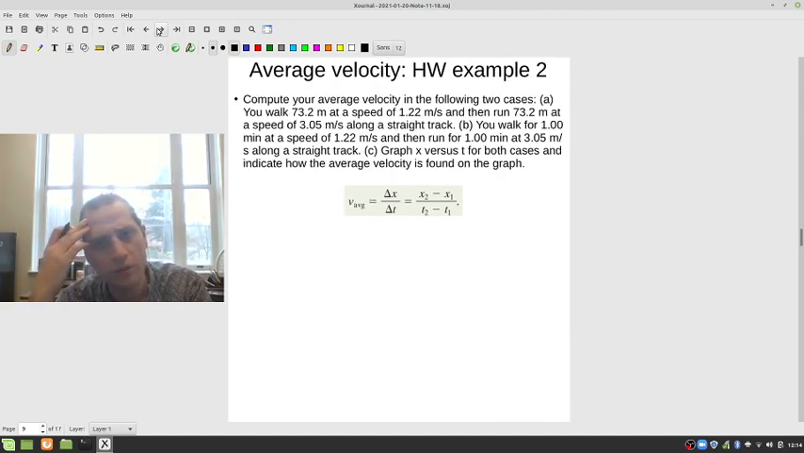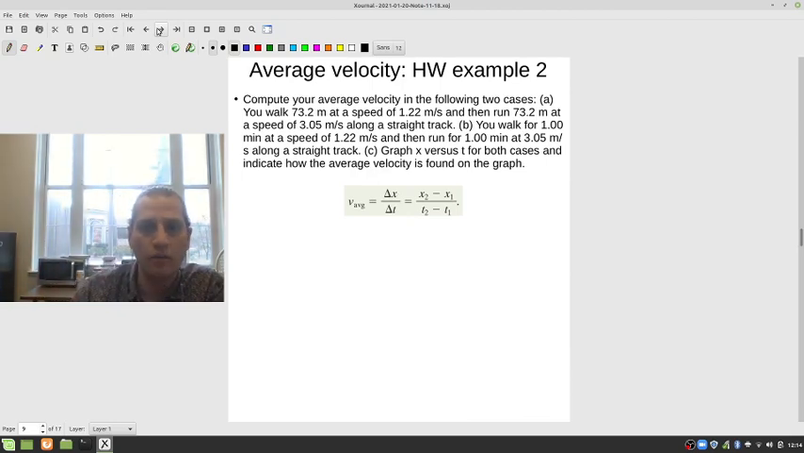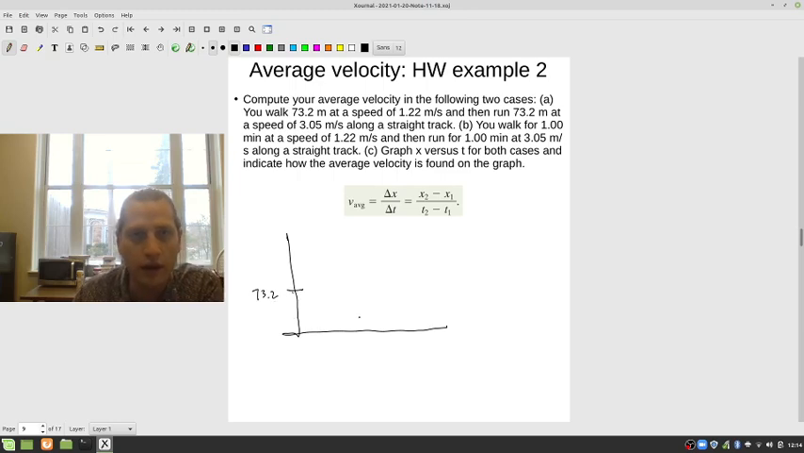Here's another homework problem, similar idea. It says compute your average velocity in the following two cases. I'm going to work through the first one. You can try the second one. For case A, you walk 73.2 meters at a speed of 1.22 meters per second.